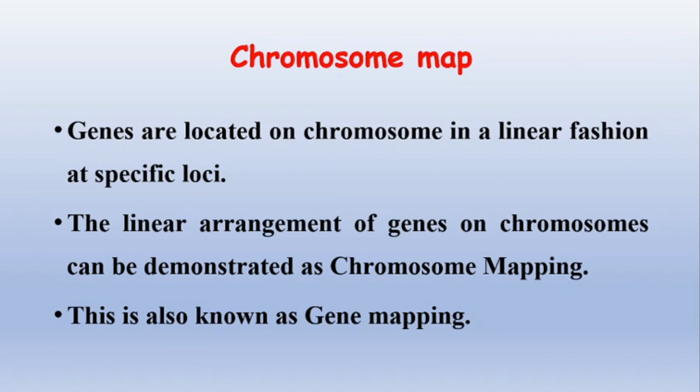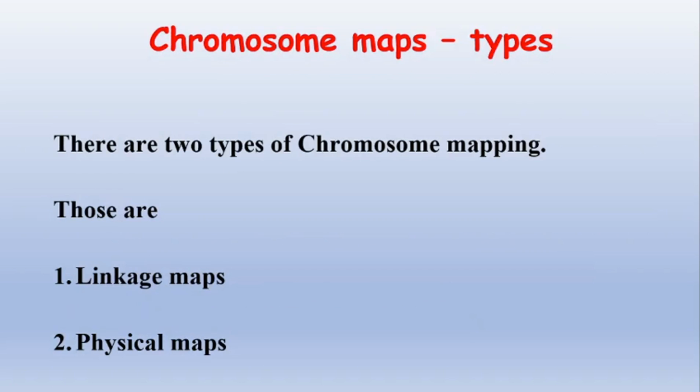Coming to the definition of chromosome map, the linear arrangement of genes on chromosomes can be represented in the form of chromosome map. So, chromosome map represents the location of genes on the chromosome. This is also known as gene mapping. There are two types of chromosome maps. The first type is linkage maps. The second type is physical maps.